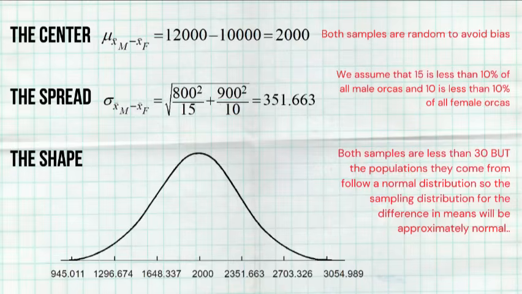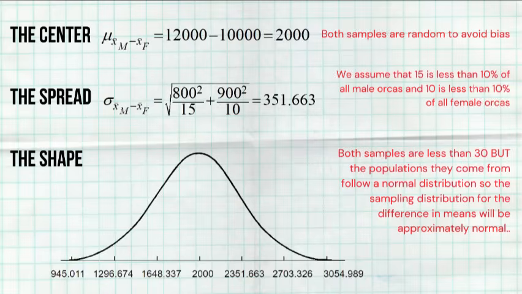But wait a minute, our samples are kind of small, 15 and 10. Most kids are going to say, oh, those aren't bigger than 30. But go back. I remember I said that both male weights and female weights of orcas already follow a normal distribution. So sample sizes of 15 and 10, yes, they are under 30, but we don't even need the central limit theorem in this problem because the populations are already normal to begin with.